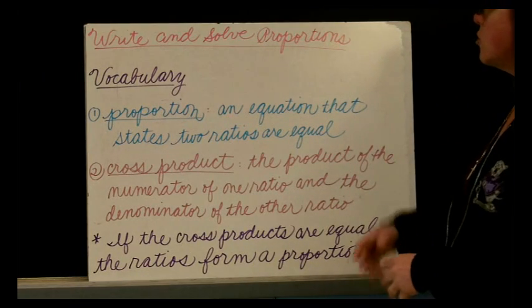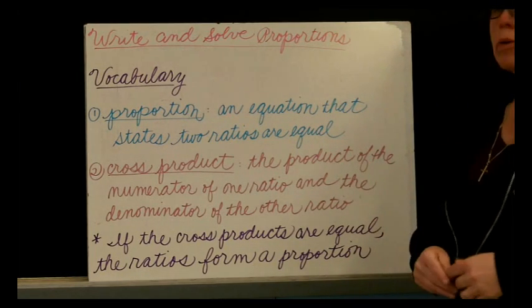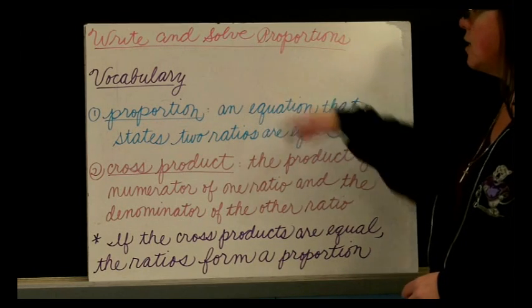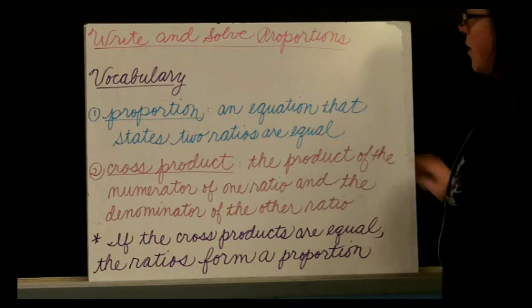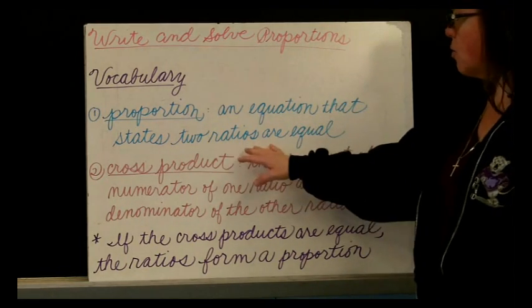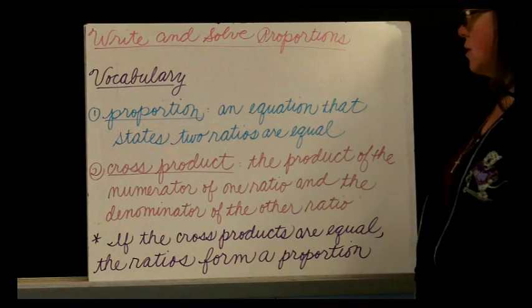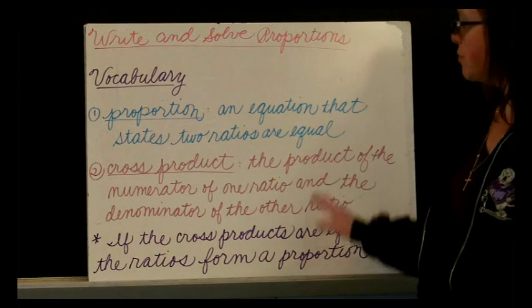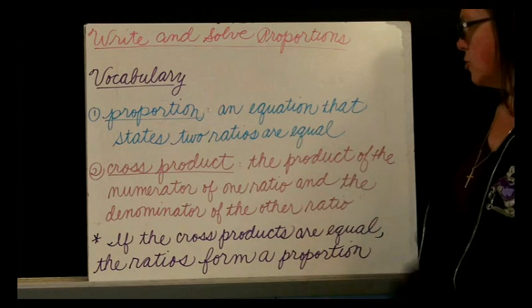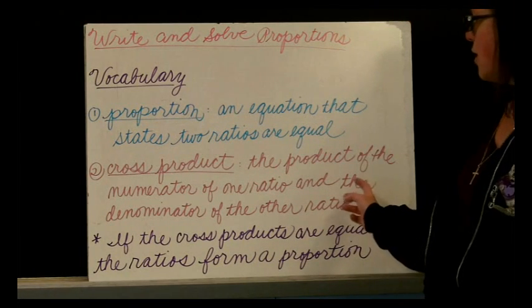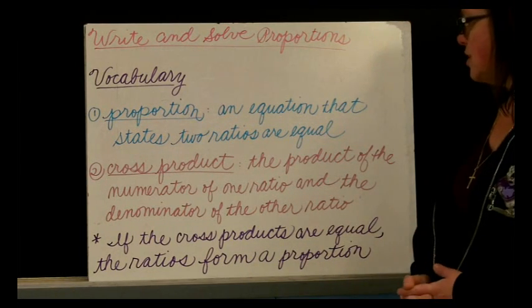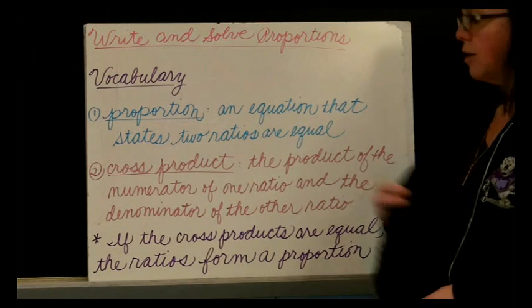Ratios and unit rates, we're going to take what we know and apply it to writing and solving proportions. Let's go over our vocabulary. A proportion is an equation that states that two ratios are equal. And a cross product is the product of the numerator of one ratio and the denominator of the other.